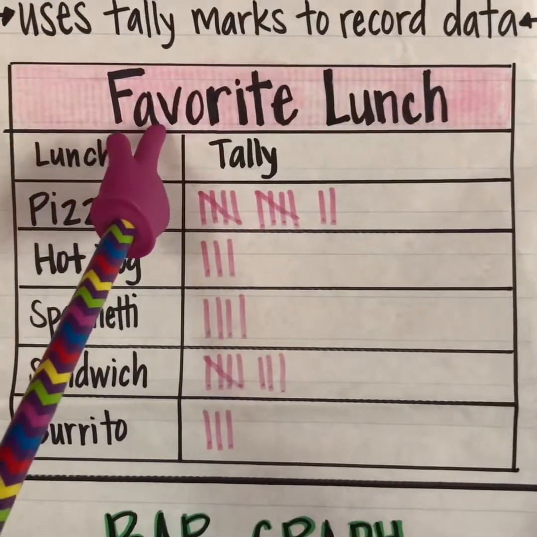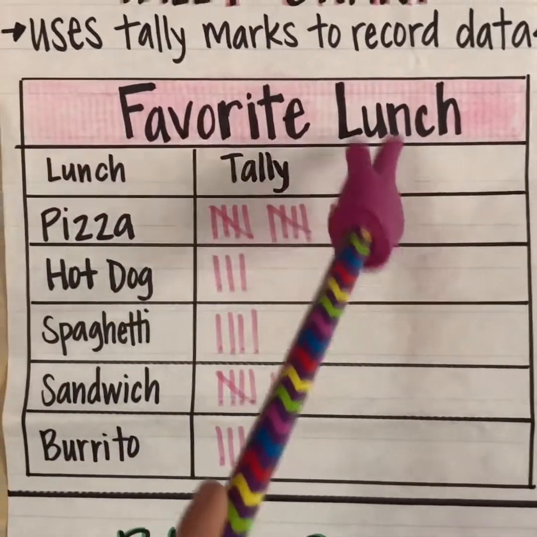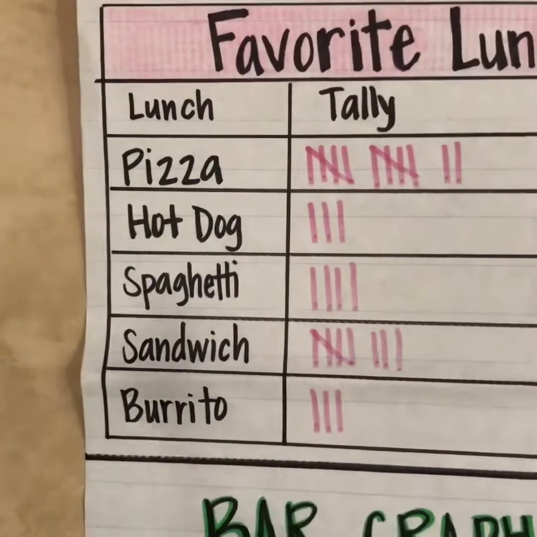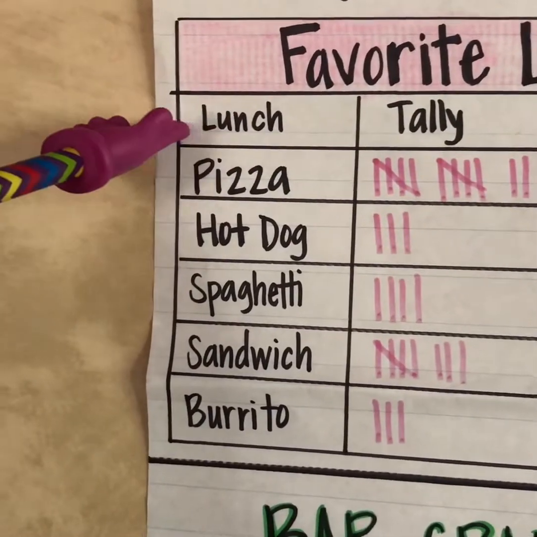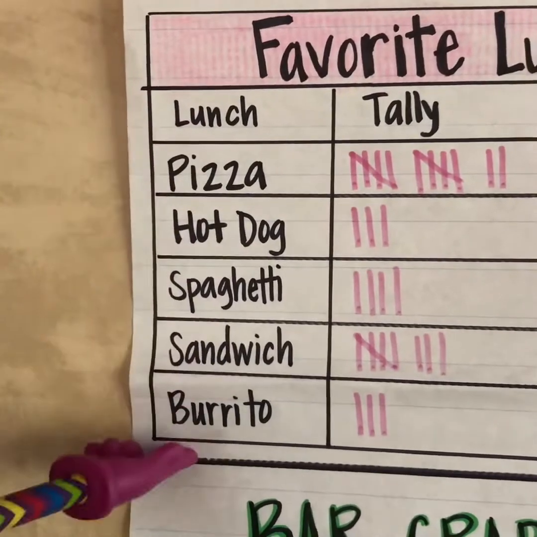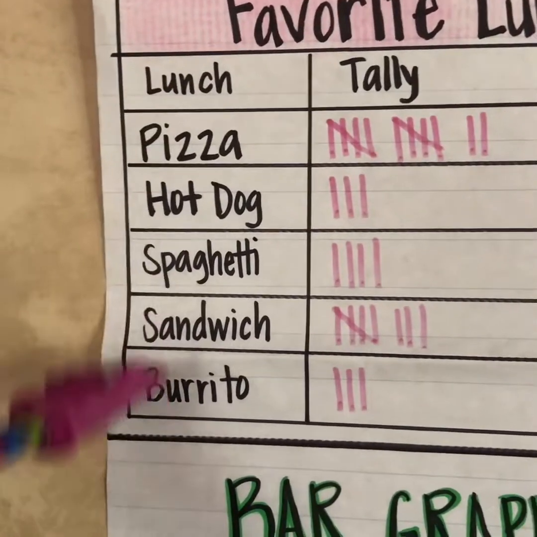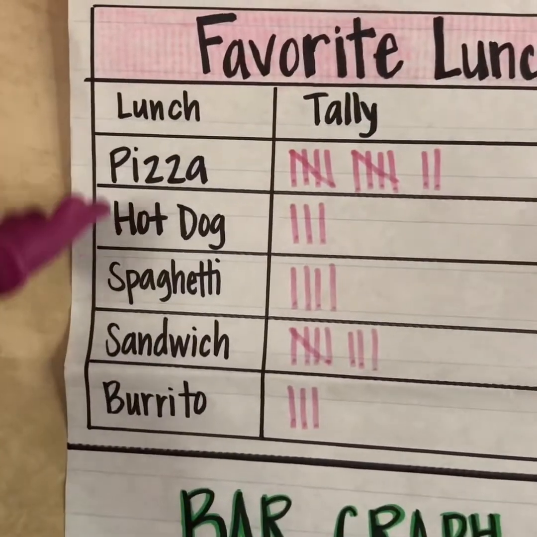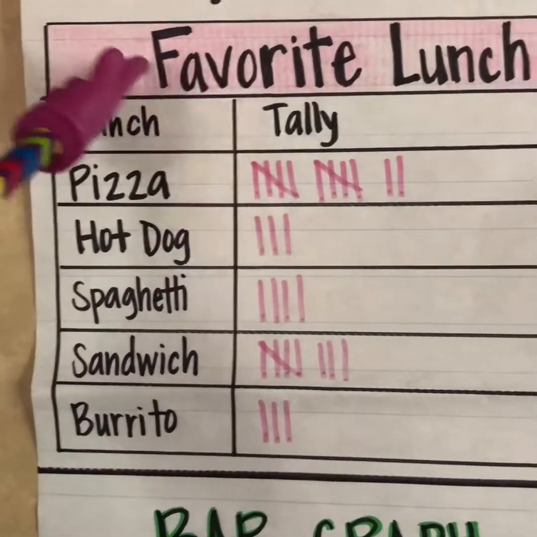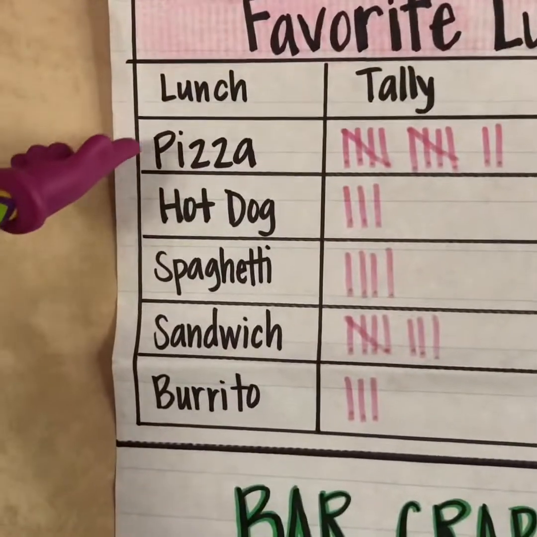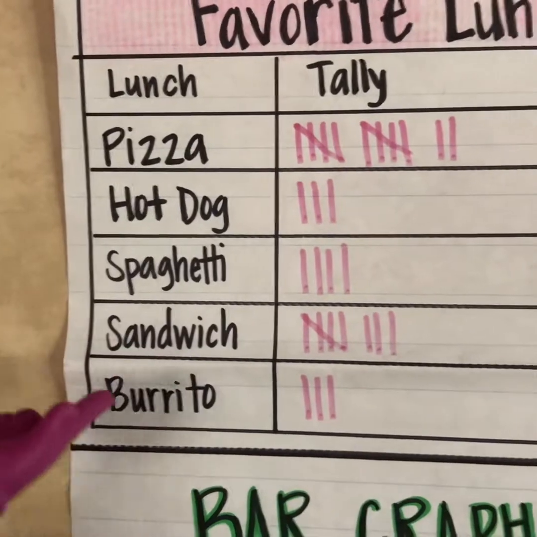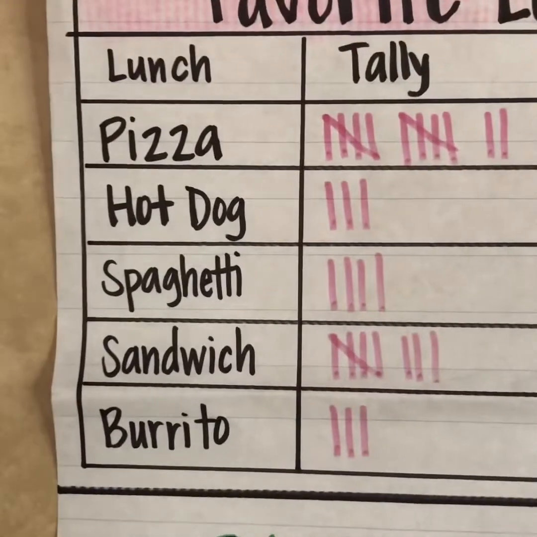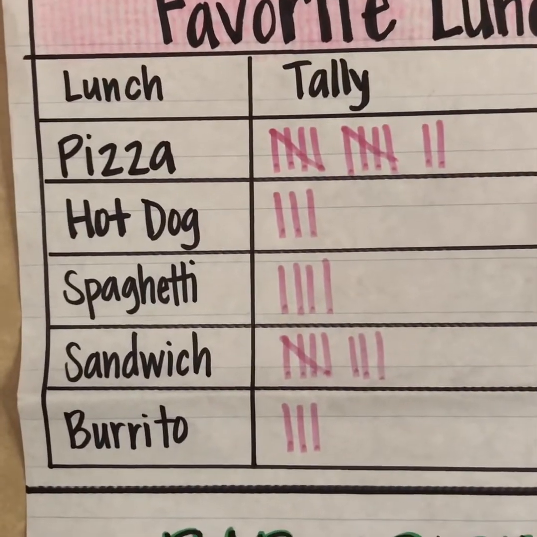This tally chart shows people's favorite lunch. So people were polled to find out if their favorite lunch was one of these different categories. Now they had to choose one of these. So out of these categories, what was the favorite lunch? The choices were pizza, hot dog, spaghetti, sandwich, or burrito. Think about, what's your favorite lunch out of those categories?